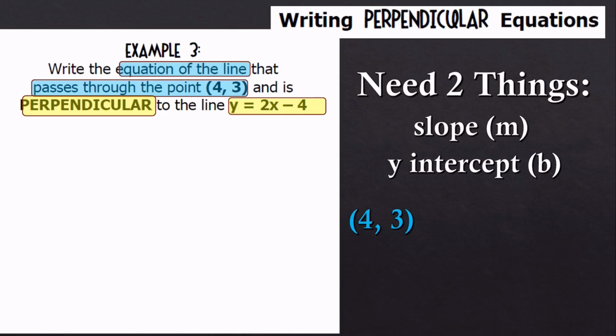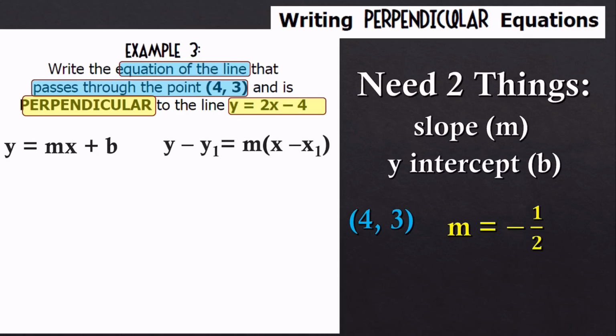So look at the line right now. The slope of the line that they gave me is 2, correct? My line that I'm going to write is the opposite. So the opposite of +2 is -2. But it's the opposite reciprocal, meaning I flip it. So then I can write either y equals mx plus b or point slope, your choice. So I plug in -1/2.